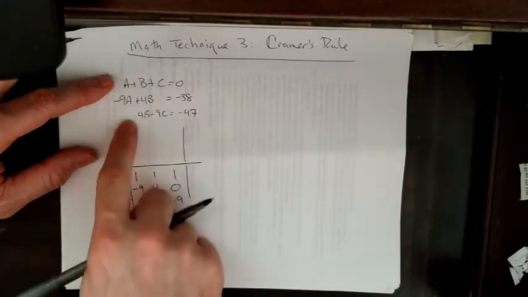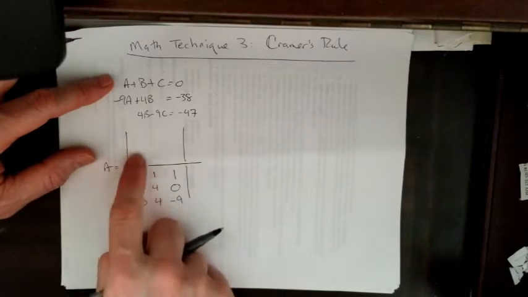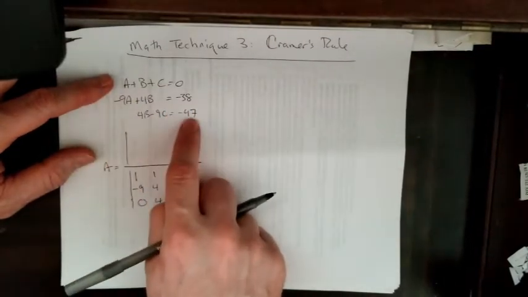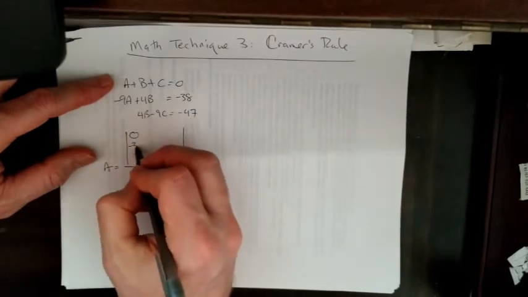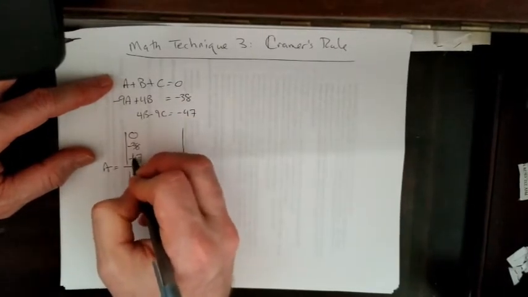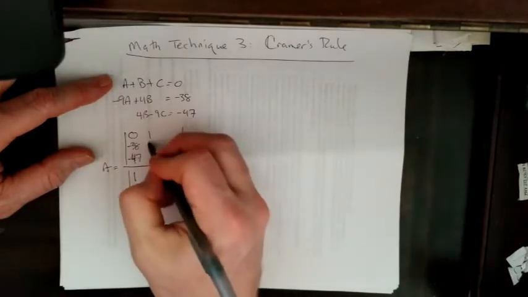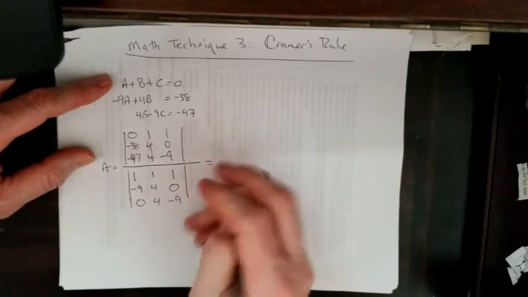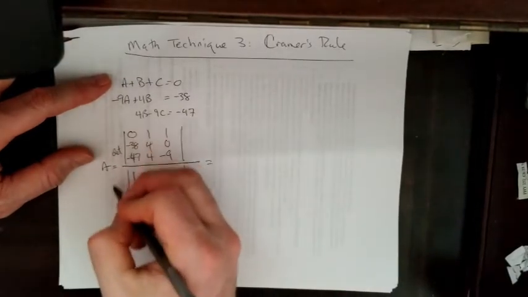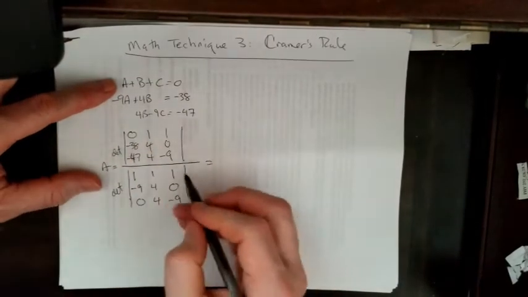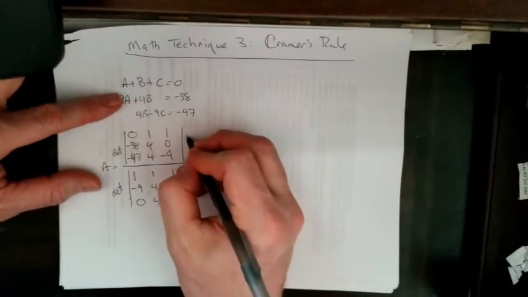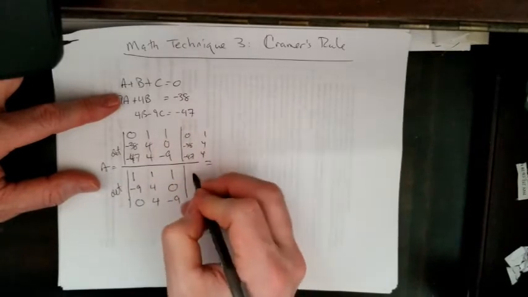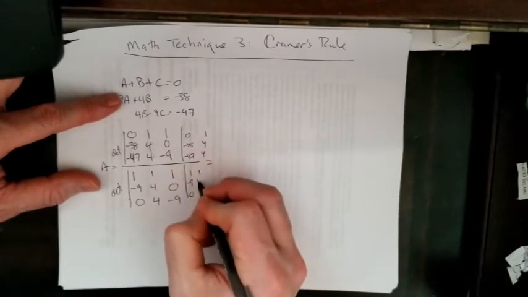My numerator depends upon which variable I'm trying to find. Since I have A as the first variable, I'm going to change my first column. So what I put in my first column are these numbers out here, the ones I haven't used yet: 0, negative 38, negative 47. My other two columns are the exact same as they were before. And so I have two 3x3 determinants that I'm solving. So just rewriting, 0, negative 38, negative 47, 1, 4, 4, and then 1, negative 9, 0, 1, 4, 4.